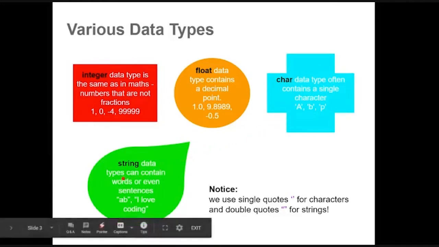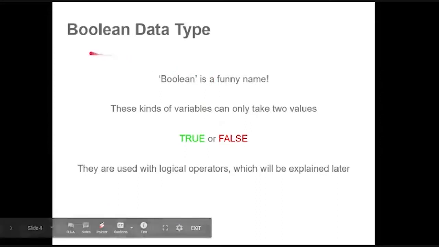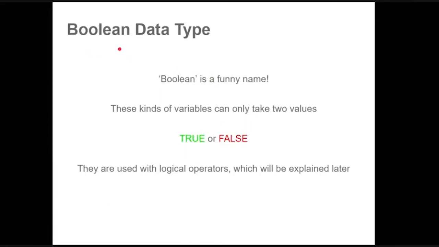There's also the string data type that can contain words or even sentences like AB or I love coding. An important thing to notice is that we use single quotes for characters and double quotes to denote strings. There's also one more data type called the Boolean data type. It might sound strange, but these are a kind of variables that can only take two values, true or false. They are used with logical operators, which will be explained later.